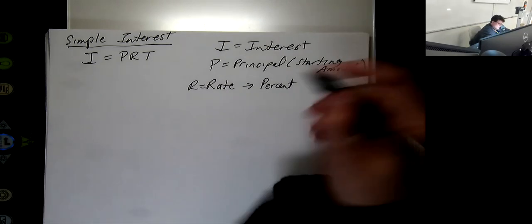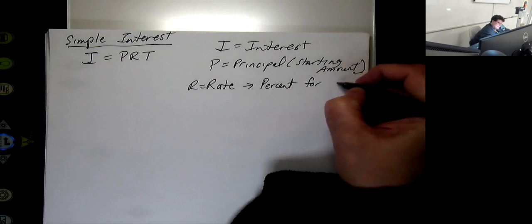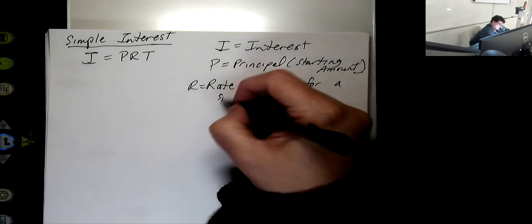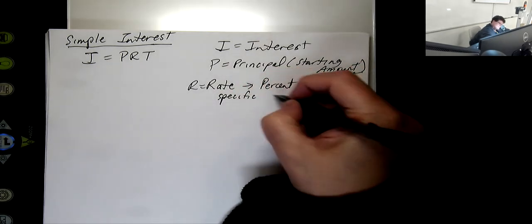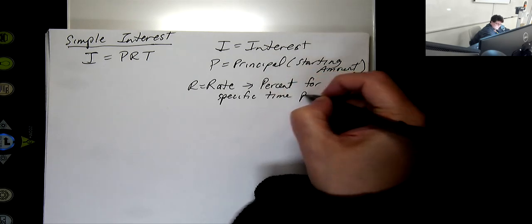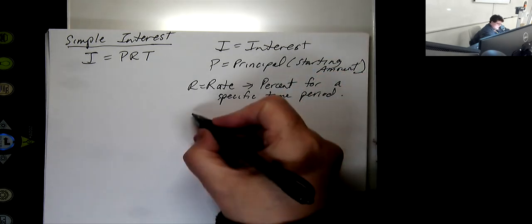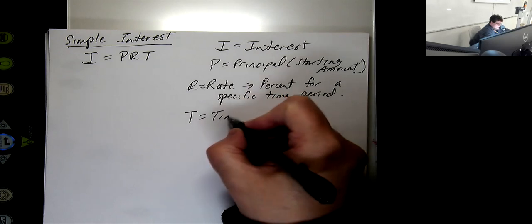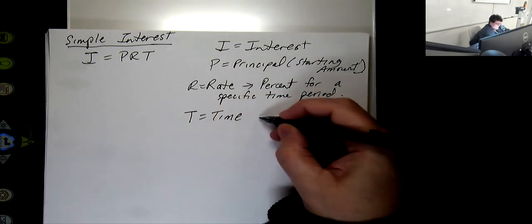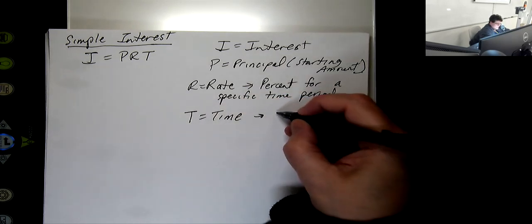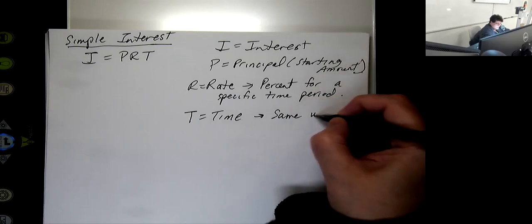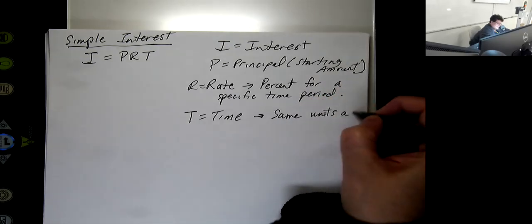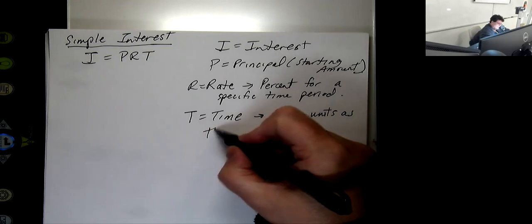It's a percent for a specific time period. T is time, and we want this to be in the same units as the time period in the rate.